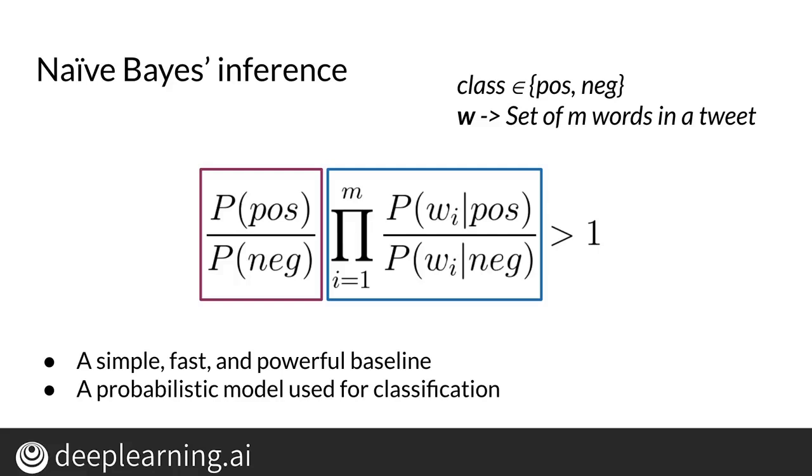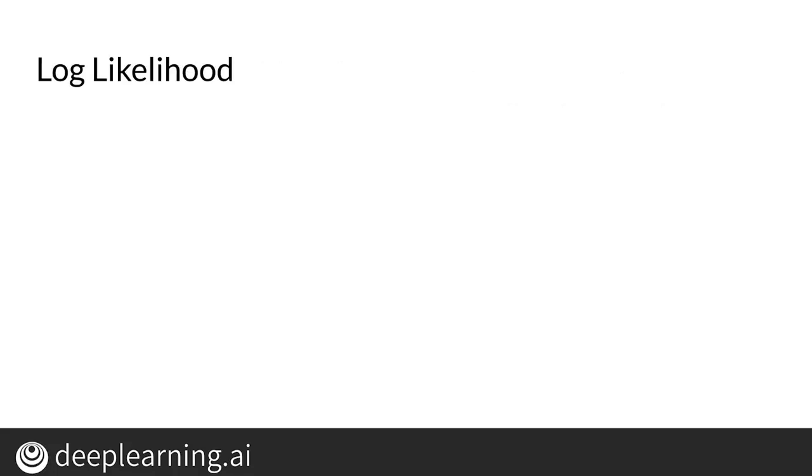With the addition of the prior ratio, you now have the full naive Bayes formula for binary classification, a simple, fast, and powerful method that you can use to establish a baseline quickly. Now it's a good time to mention some other important considerations for your implementation of naive Bayes. Sentiment probability calculation requires multiplication of many numbers with values between 0 and 1.